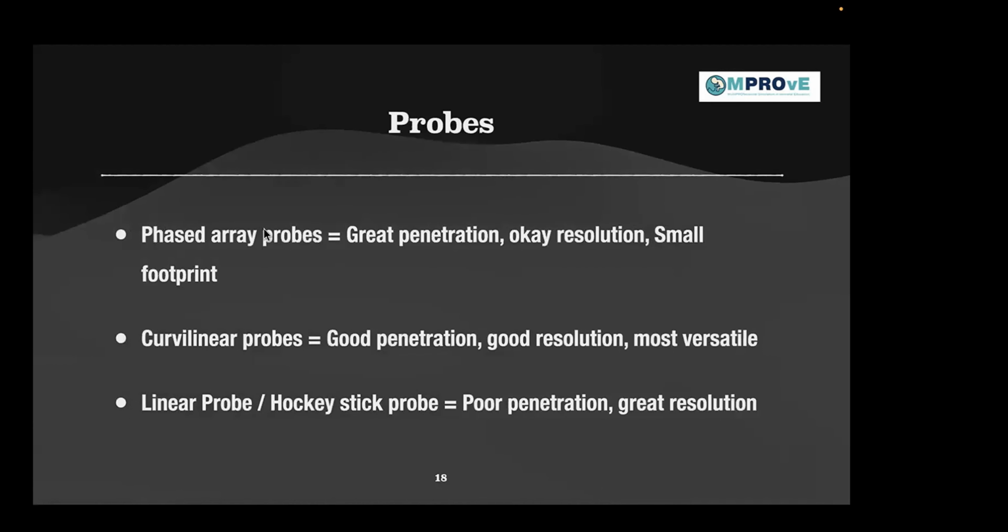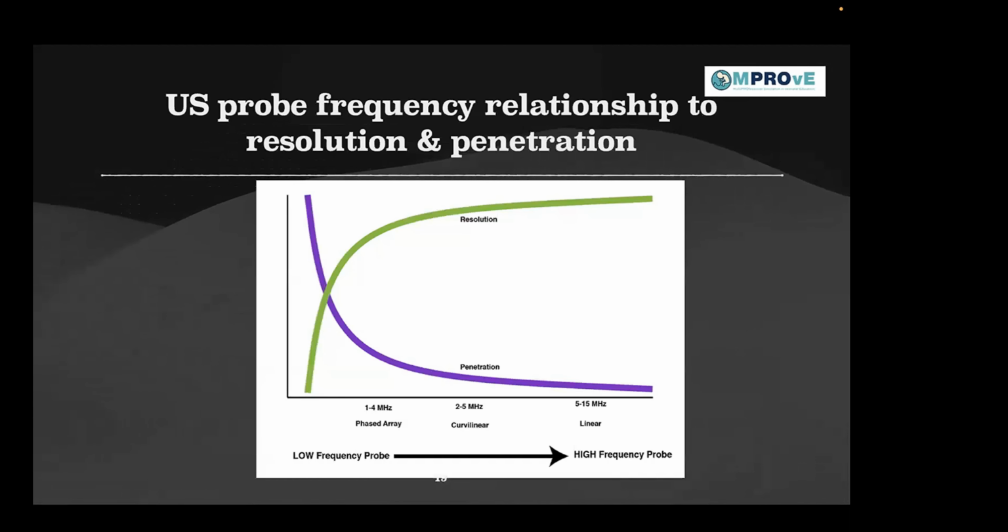So phased array probes have great penetration, but okay resolution because it goes deeper into the structure and it has a small footprint. Curvilinear, good penetration, good resolution, good probe, and it's the most versatile probe. So if you don't have anything, your curvilinear will get you through. Linear probe, or by extension hockey stick, has very poor penetration, but very excellent resolution. And if you have it, nothing like it, you can use this for the lung ultrasound. Again, not going to go through this, but just to emphasize why we are selecting and what you are selecting in terms of doing the scans.